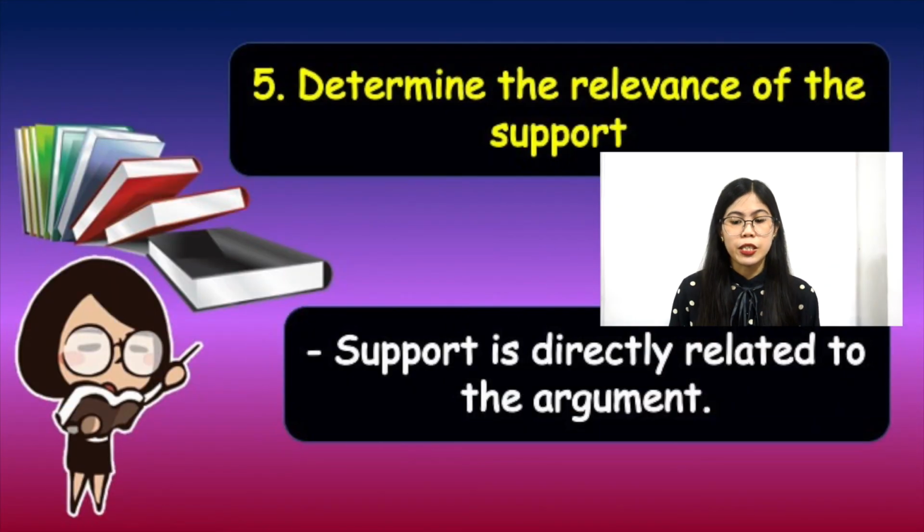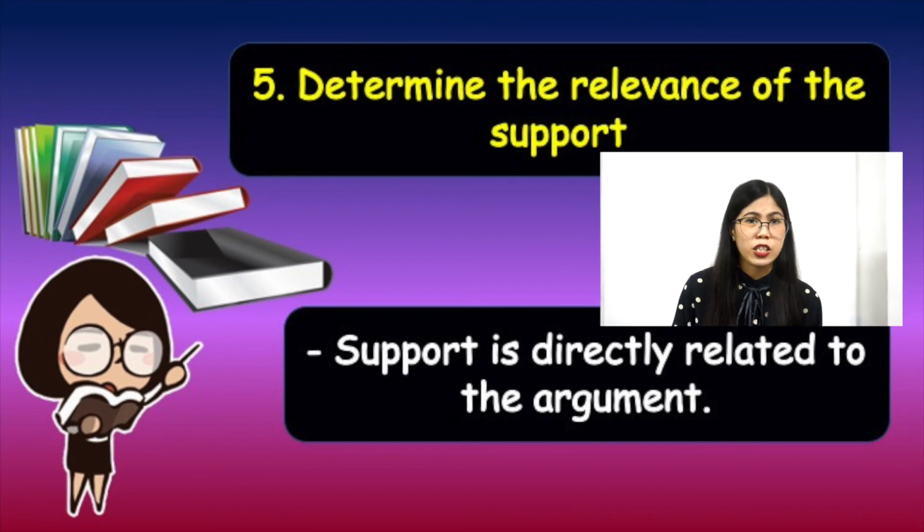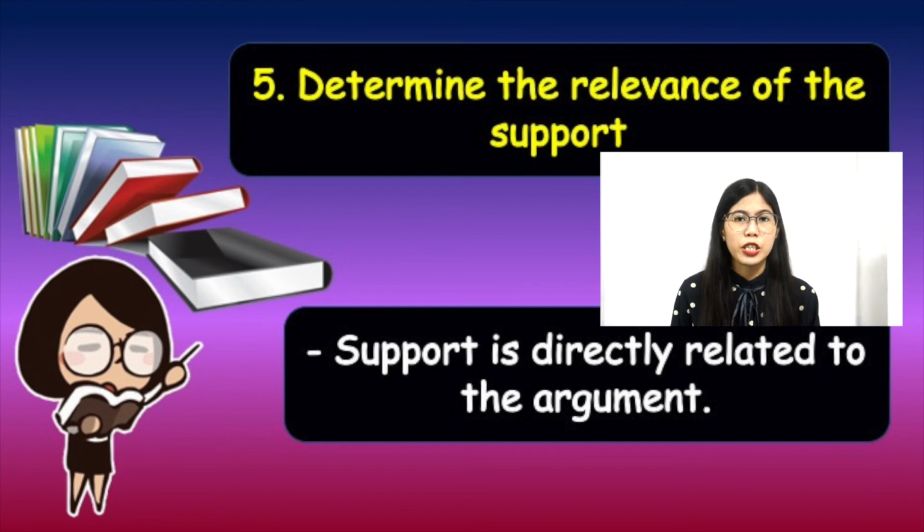Now, since we're done learning the factors in investigating the sources of information, let's go back to the ways on how to evaluate an author's argument. For step number 5, determine the relevance of the support. Ask yourself, is the support directly related to the argument? If the topic is about divorce, but the author's supporting details pertain to global warming, see, malayo. They are not related. So remember, supporting arguments should be related, aligned, or connected with the issue or topic.